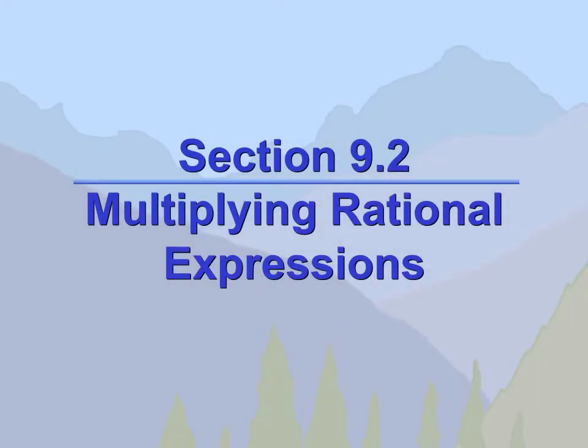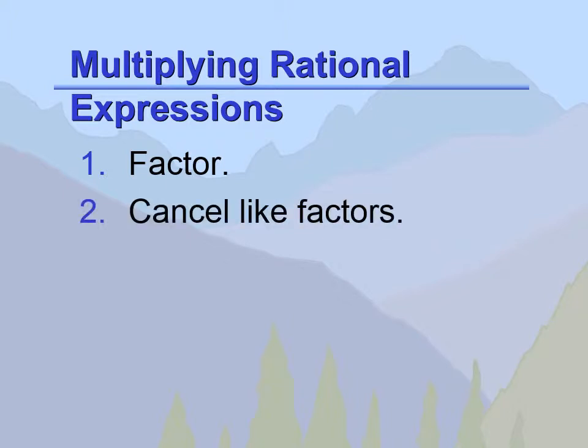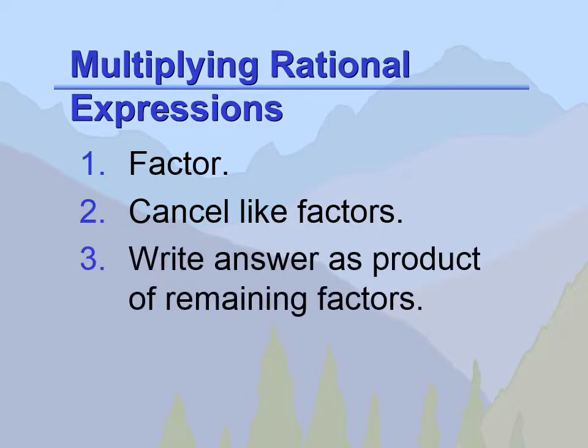We are going to learn how to multiply rational expressions. So let's go over the steps on when to multiply a rational expression. The very first thing we want to do is factor. We want to get everything divided up into different factors because once we have everything into factors, we can cancel like factors and then we can write an answer as a product of the remaining factors.